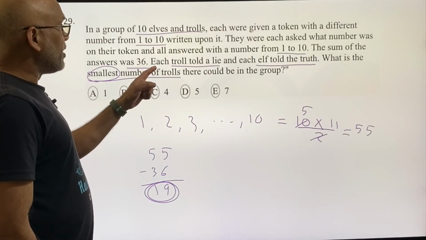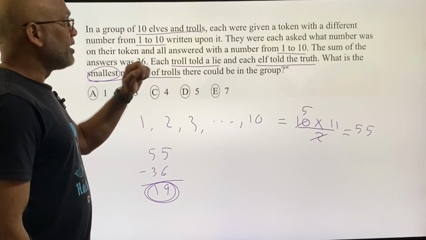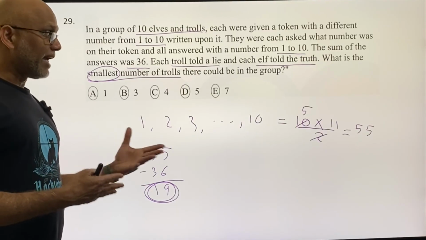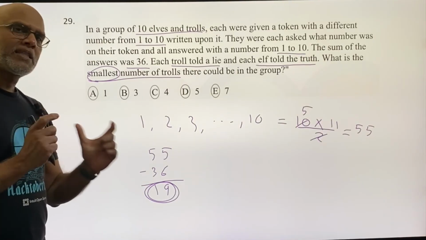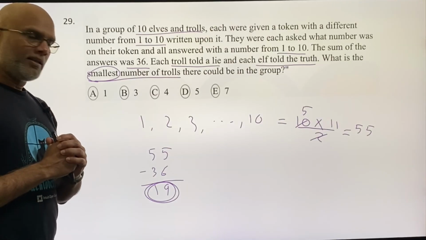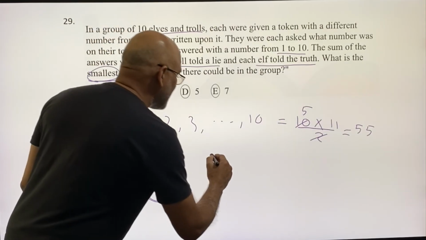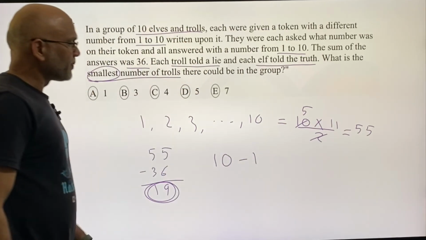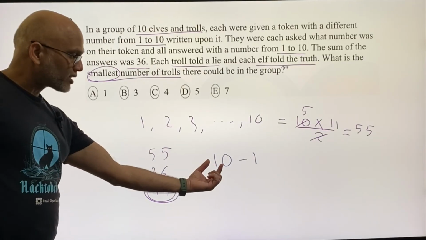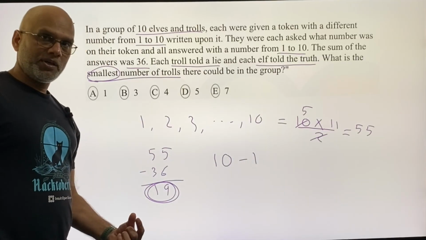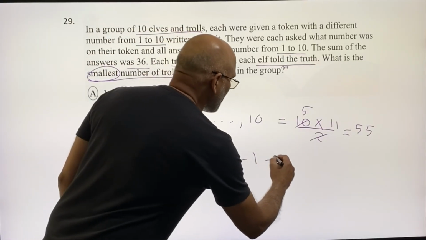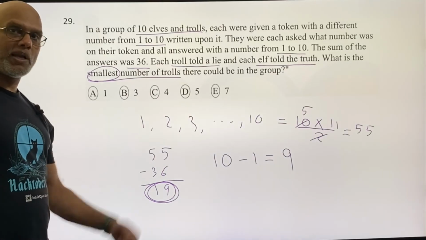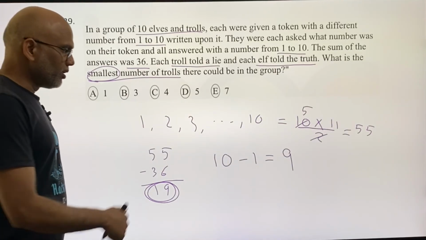Okay, now we know that a troll is telling a lie. So what is the minimum number of trolls that has to be there? So what is the maximum lie a troll can tell? The maximum lie a troll can tell is he gets a 10, but he tells I got 1. That is the maximum number. He gets the biggest number, but he tells the smallest number. Okay, so that would be a lie of 9. That is with one troll who tells the maximum lie. Let's take a second troll.